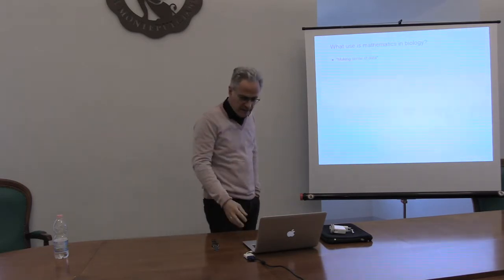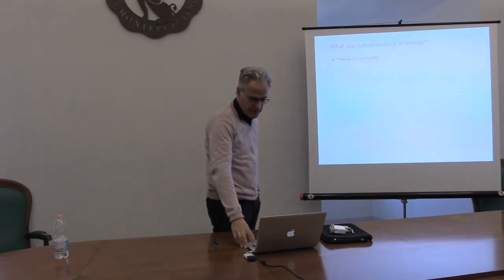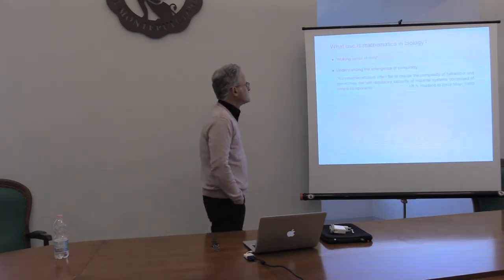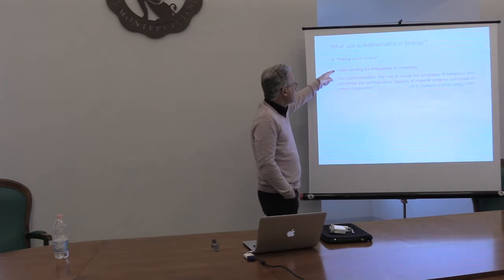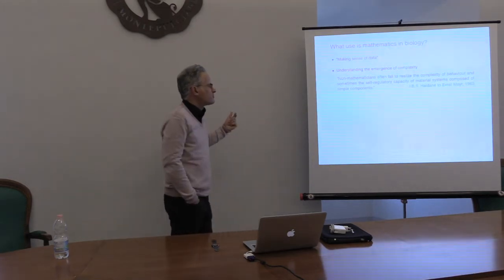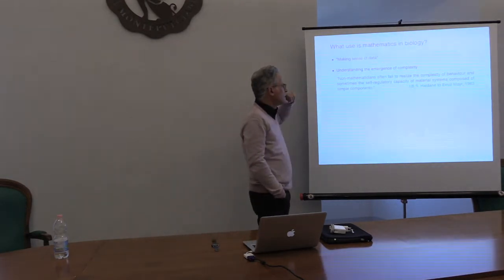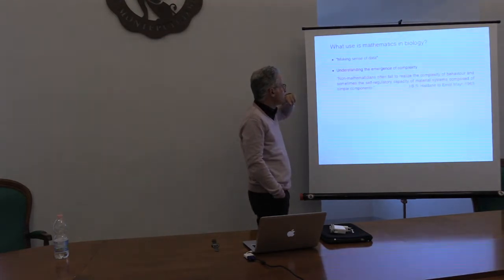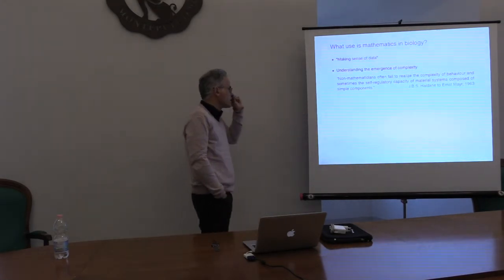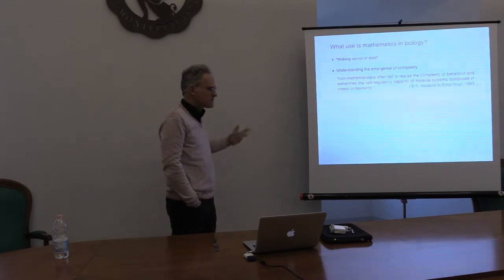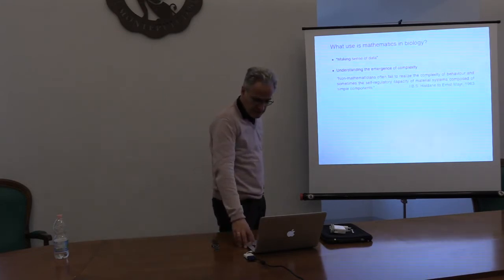This is, of course, very basic, but I think it's maybe not even the most important role. I think another important role is understanding the emergence of complexity, and this refers, I think, also to what Jean-Philippe was saying, that mathematical models can help you to understand how complexity can arise from simple components, and this was already clear to Haldane. So he says here, non-mathematicians often fail to realize the complexity of behavior and sometimes the self-regulatory capacity of material systems composed of simple components. So this is, I think, a role that physicists in particular have to play here.